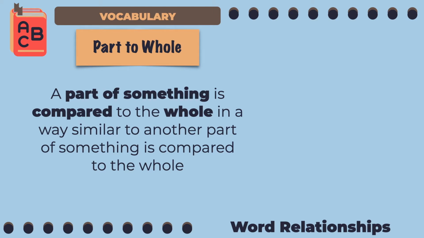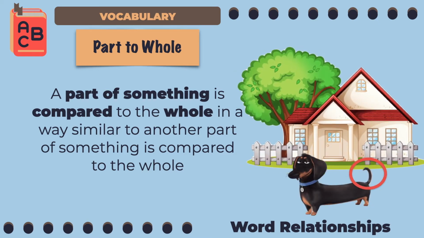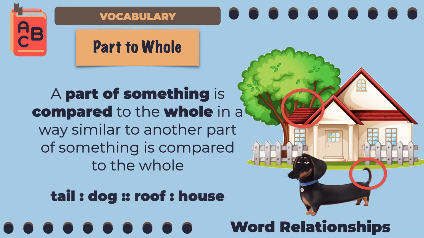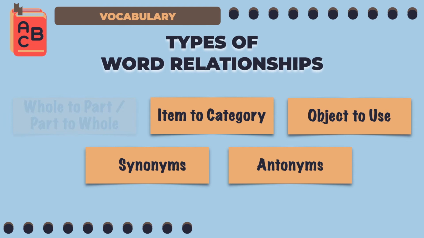This time, let's have part to whole example. We have here a dog, and its part is the tail. Then we have a house, and its part is a roof. Since we are doing part to whole relationship, let's start off by writing the part first. So, tail is to dog as roof is to house. We are now done with the whole to part or part to whole word relationship.